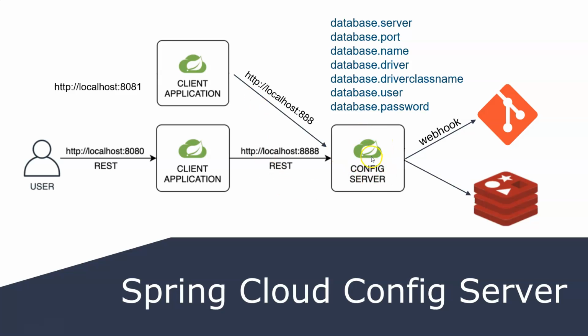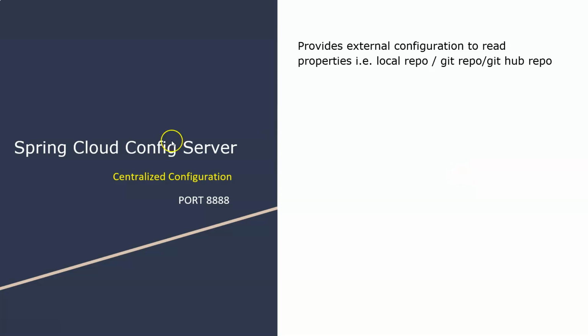So config server basically helps you in keeping all your properties in one place. It could be your Git repo or could be a Redis cache, right? So you don't need to maintain the same properties or multiple copies of the same data for each microservice, right? So basically it provides a better way to keep or store your properties. All right? So your Spring Cloud Config Server provides a centralized configuration and it runs on port number 8888.